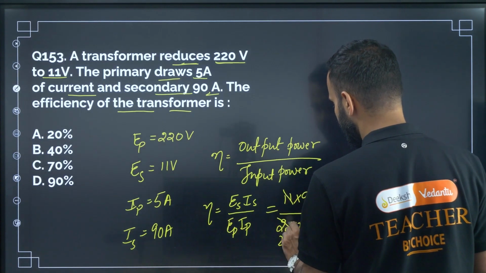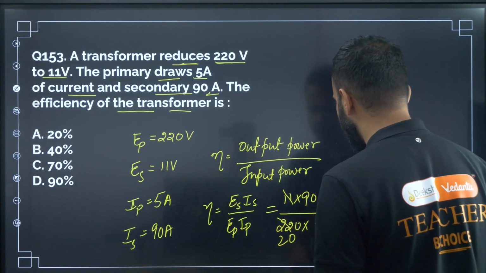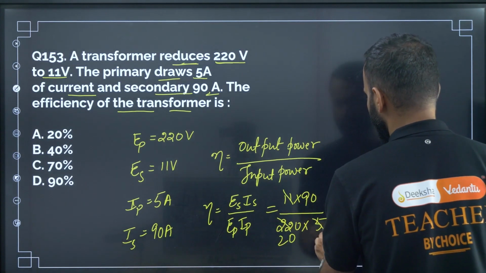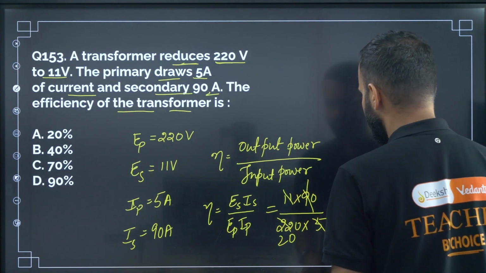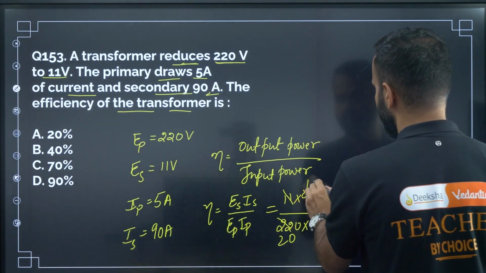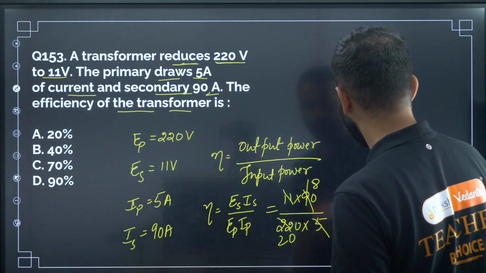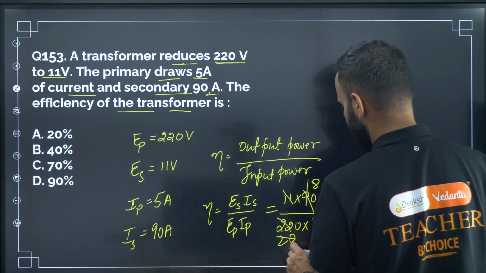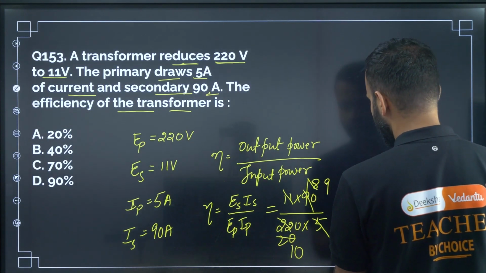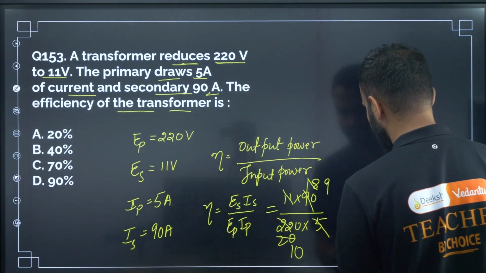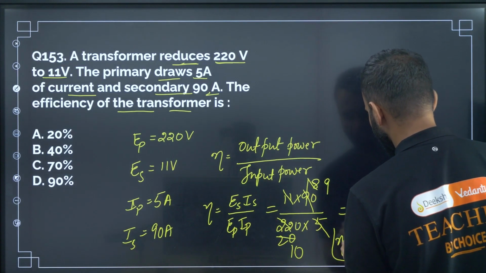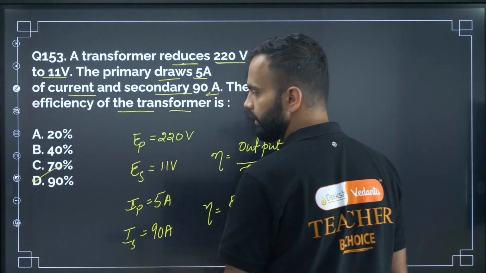So 11 2s are 22, here 0, so 11 by 20, 11 into 20 is 220, right? So now 5 1s are 5, then 4 remain, then 8, so 18. Now this will be 10 and 9, which is equal to 0.9. Then efficiency is equal to 90%, the efficiency of the transformer. So the correct option is D.